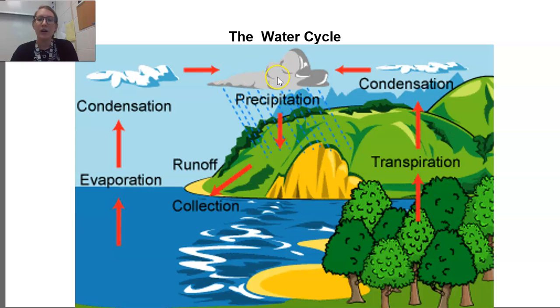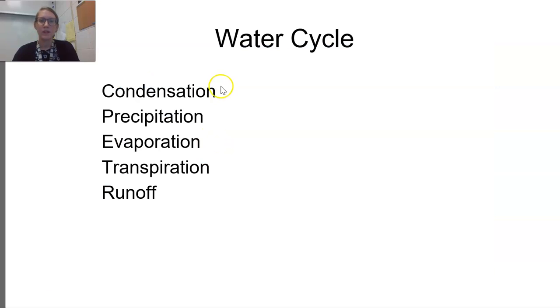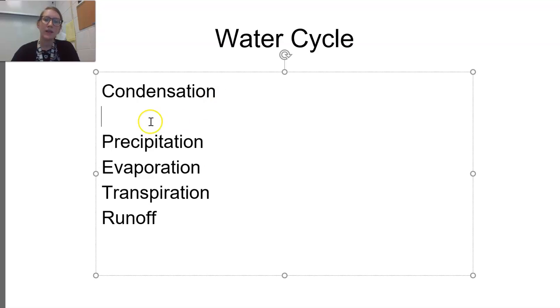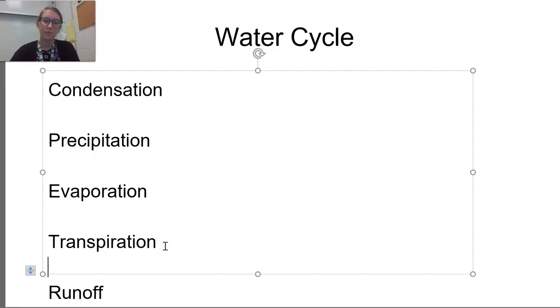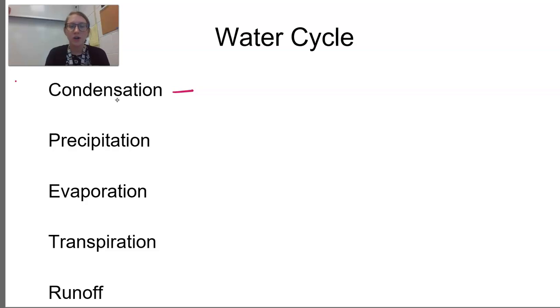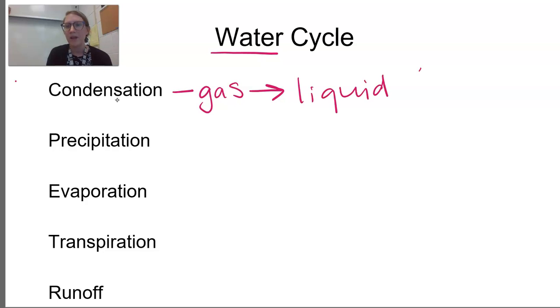So the water cycle, make sure you know all parts of this. All parts of this water cycle you need to know, and these will be in your terms to know at the end of the notes. So you can do them there as well, but let me go over them very quickly here. Condensation is when water turns from a gas to a liquid. This happens in the clouds, usually.